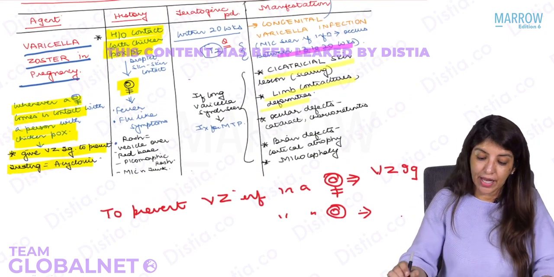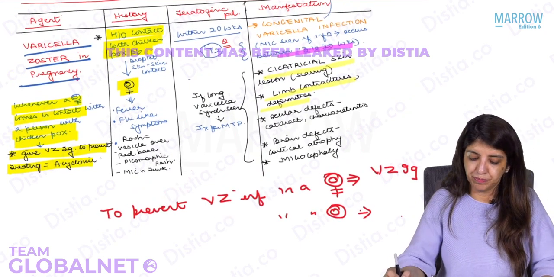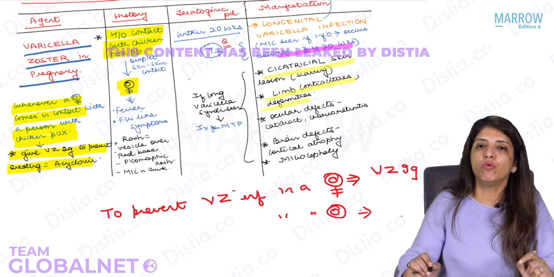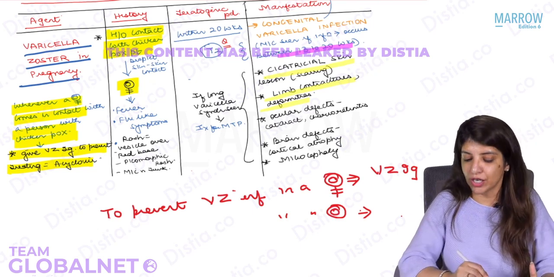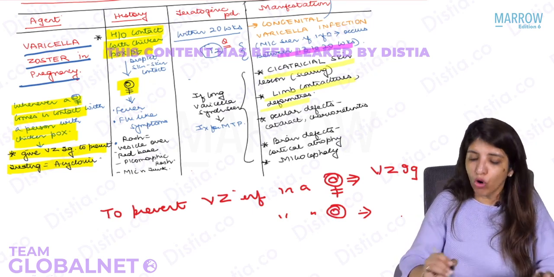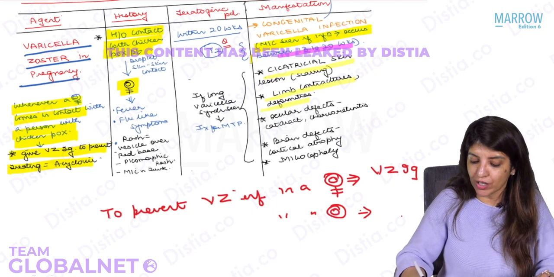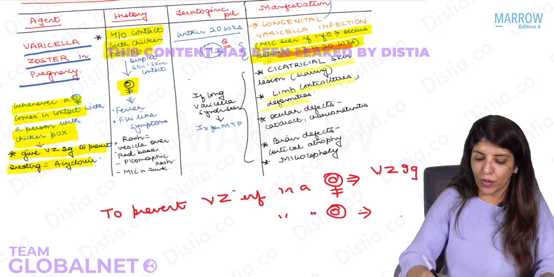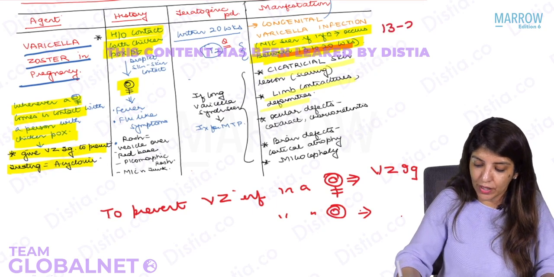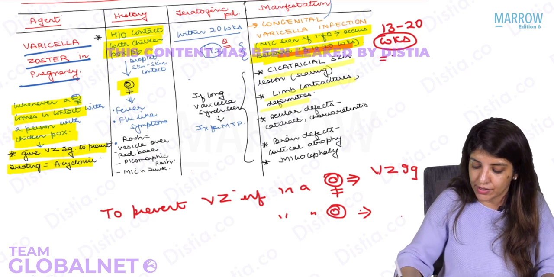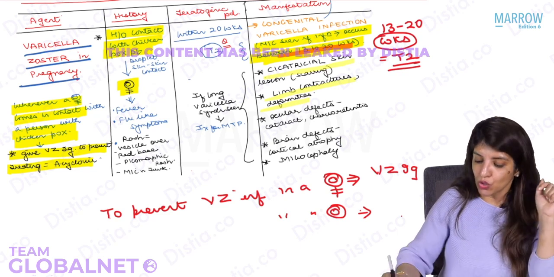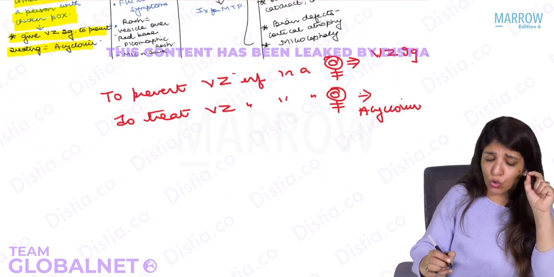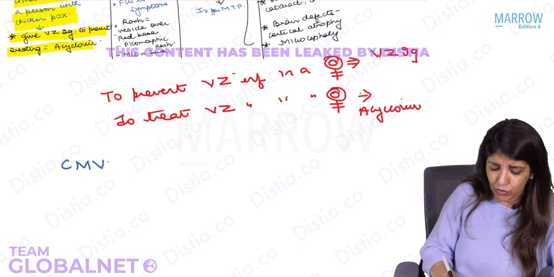Acyclovir, right? Now, please remember what is the most common time when varicella infection is going to happen and when it is going to lead to congenital varicella syndrome? Most common time for varicella infection is between 13 to 20 weeks of pregnancy. In other words, it is second trimester. So again, I want all of you to make this table and keep it with you.